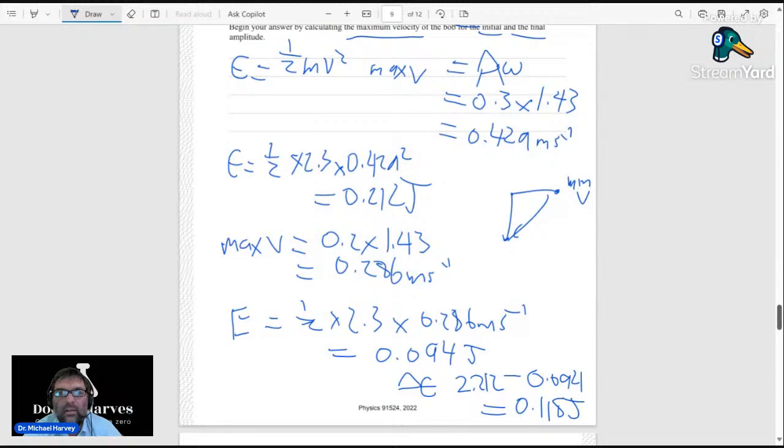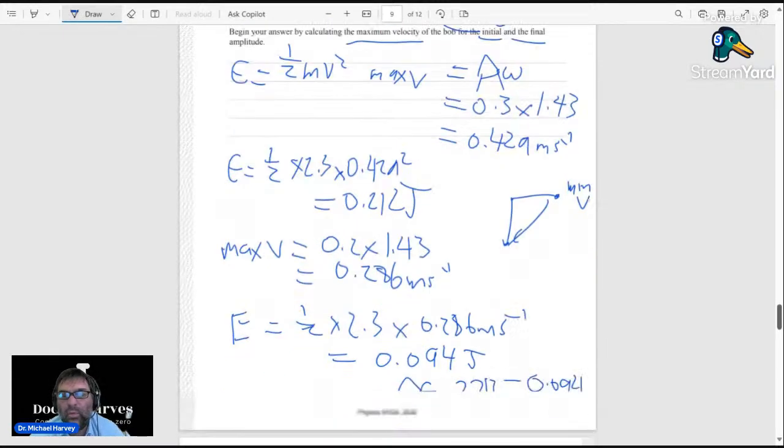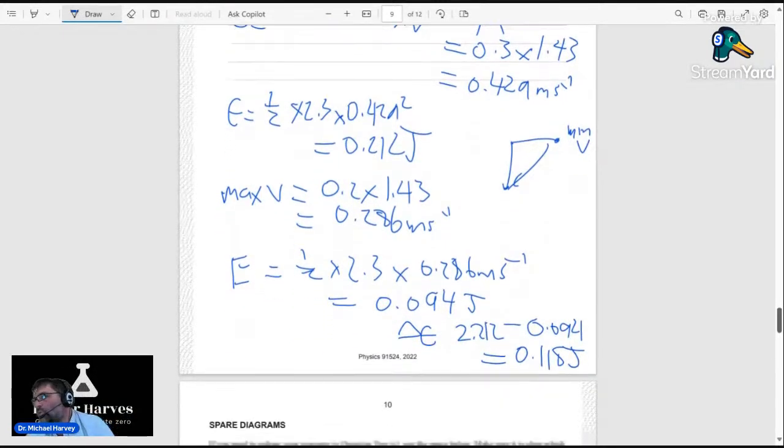I think that's it, isn't it? So what's the question ask? Oh, go up again. Calculate the total energy lost. Yep, there we go. 0.118 joules. There we go. So that is the wonderful world of mechanics.